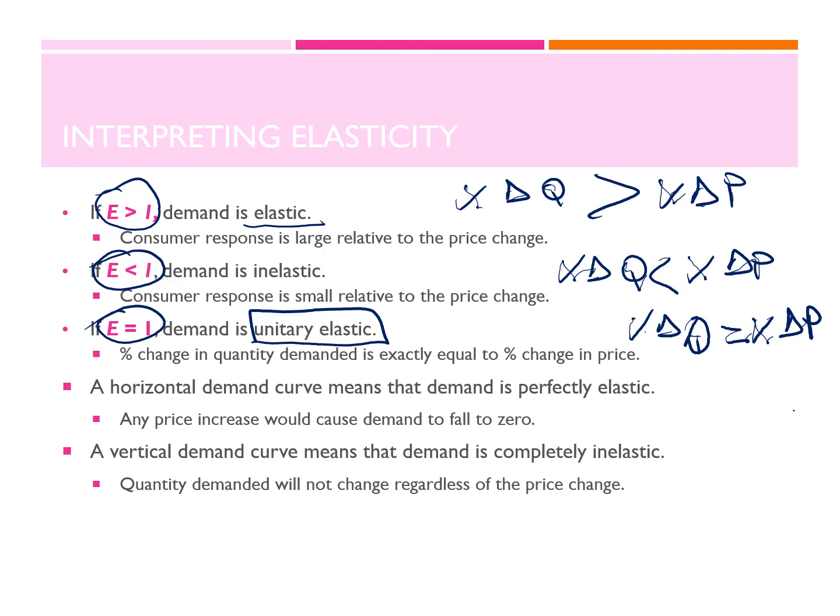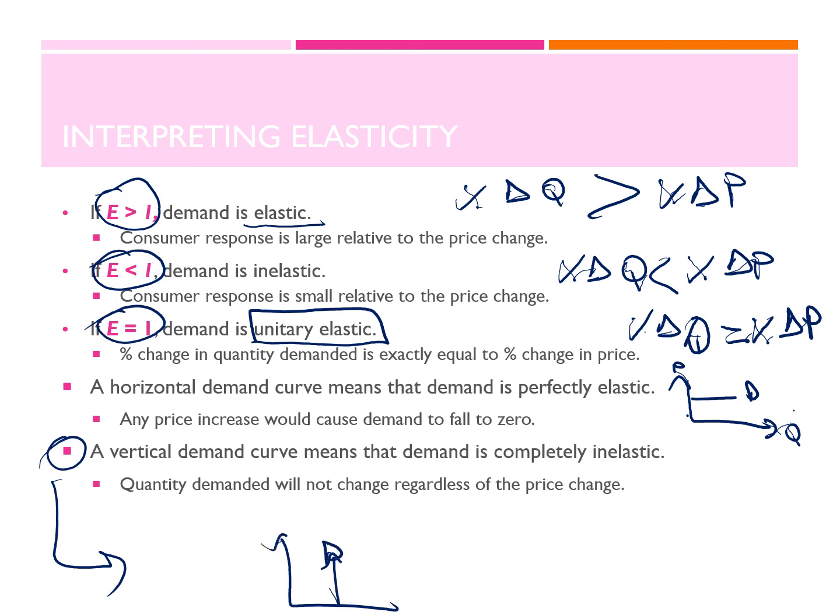And when I get a horizontal demand curve looking like that, I would say that my demand is perfectly elastic. Any price increase would cause demand to fall to 0. And when I get a vertical demand curve, so this is my demand curve, price, quantity, I would say that my demand is perfectly inelastic and my PED would be equal to 0 in that case, and quantity demanded will not change at all, regardless of the price change.